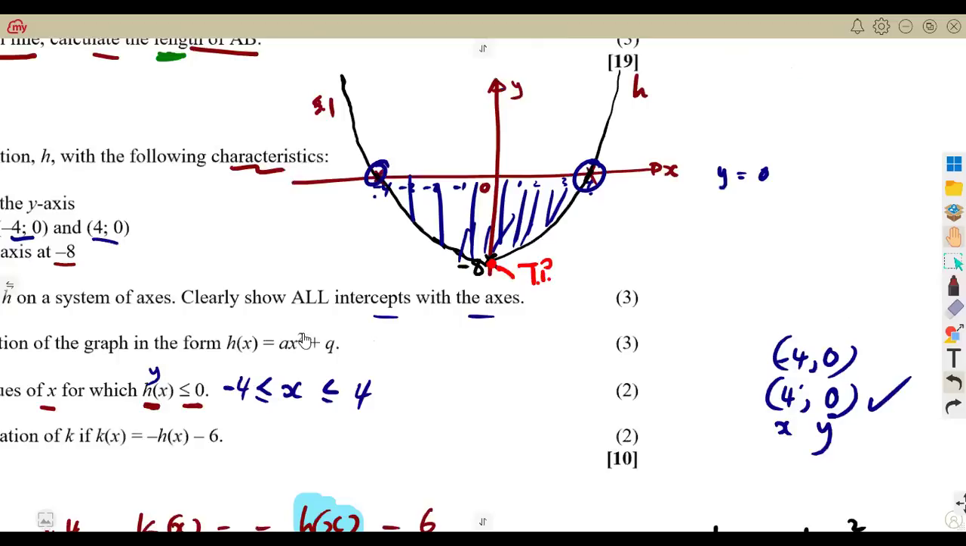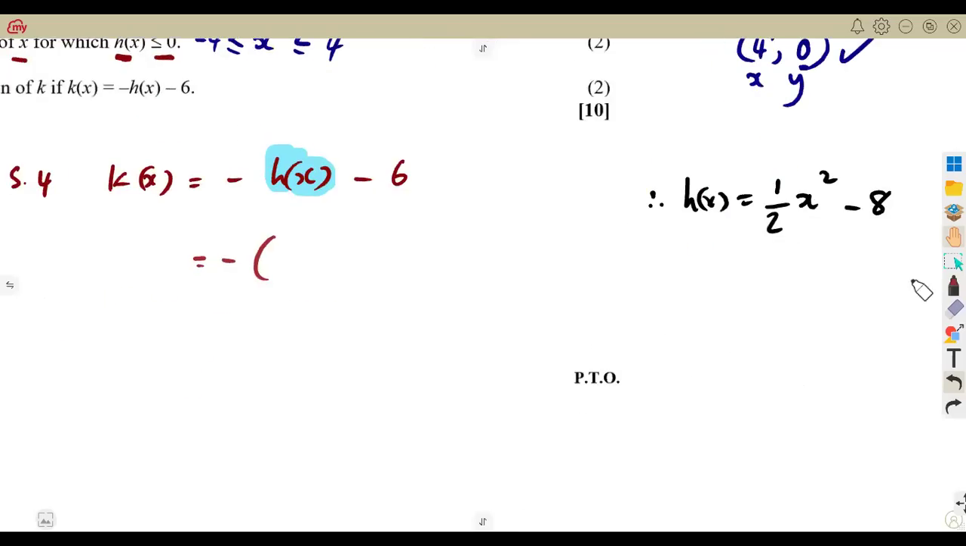What is our h(x)? Remember, you calculated this h(x). You substitute that, but put a minus. So that's half x squared minus 8. After multiplying h(x) with a minus, whatever you're going to get, we are going to subtract a 6 there. That is what they are saying.